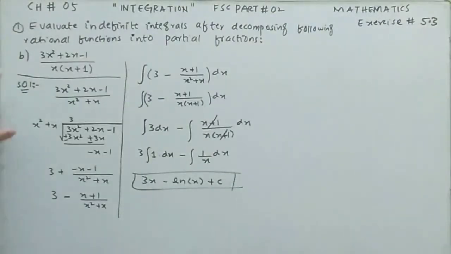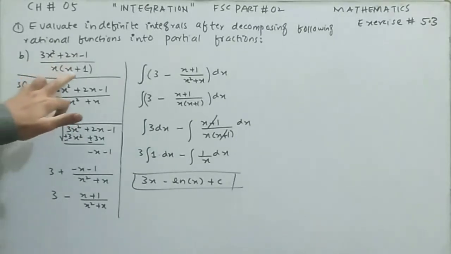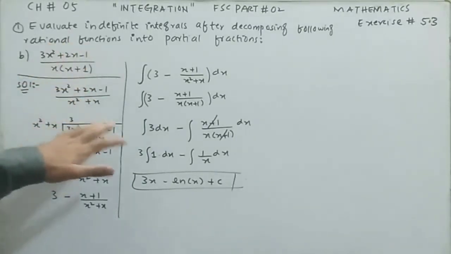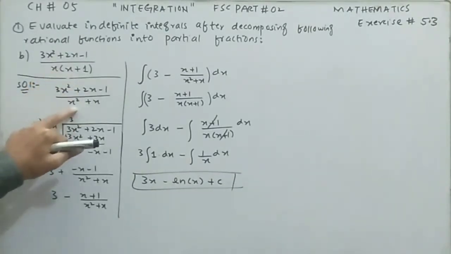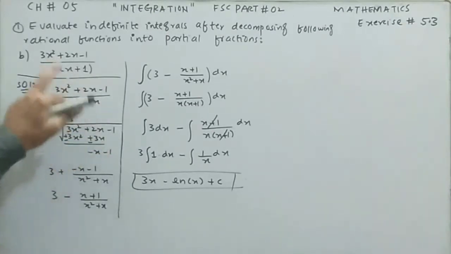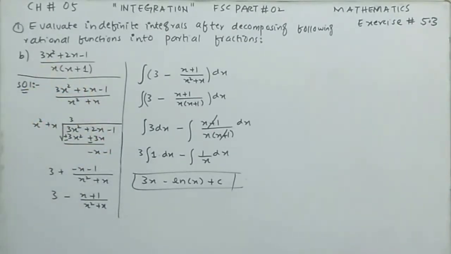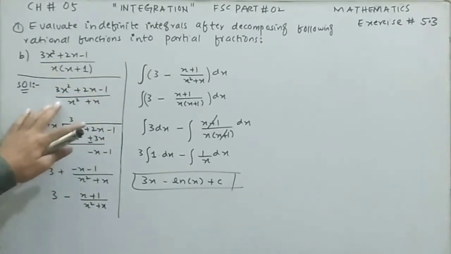Now move to the next question, part number b. It tells that (3x squared plus 2x minus 1) divided by x into (x plus 1). Integrate this function by the method of partial fraction. So remember that we will first simplify the denominator. x multiplied by x gives us x squared, x multiplied by 1 gives us x, and the numerator will come down as it is. Now over here, this fraction is actually an improper fraction.